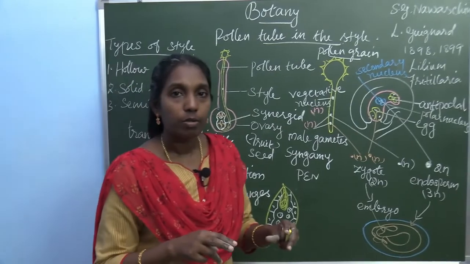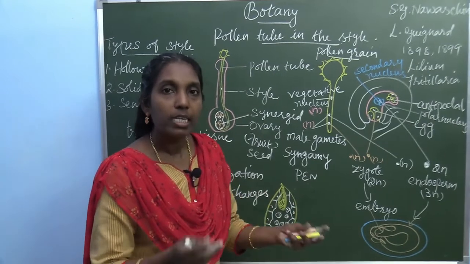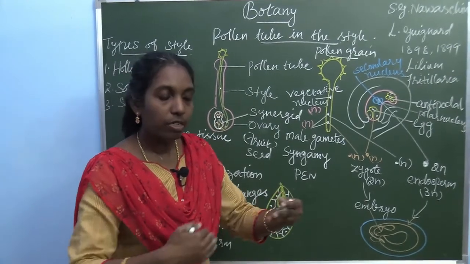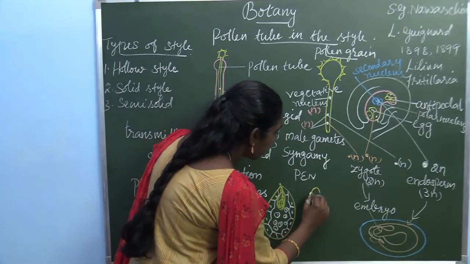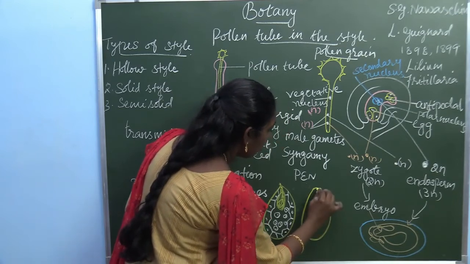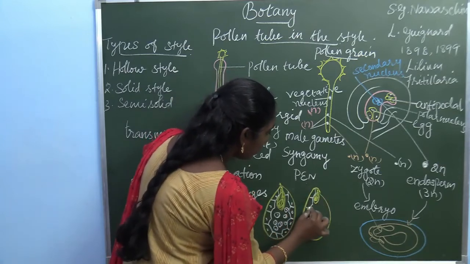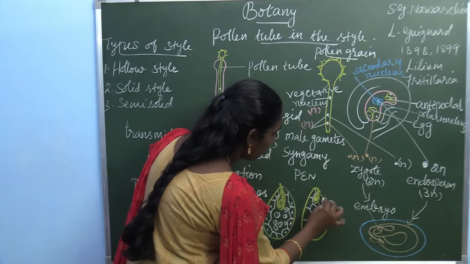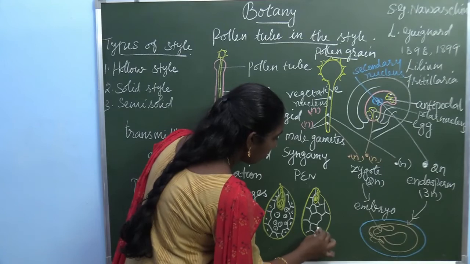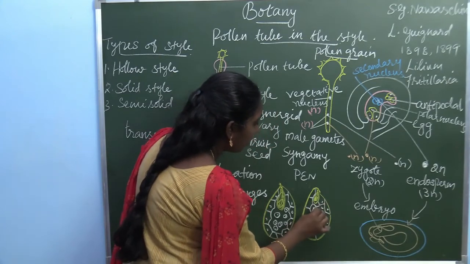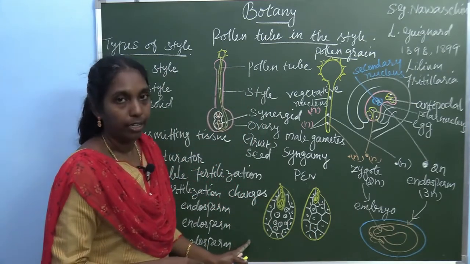But in cellular endosperm, the primary endosperm nucleus divides followed by cell wall formation. So subsequent divisions are followed by formation of cell wall. In the diagram, the cell wall formation is taking place. Here is the cell wall formation. This is the second type, cellular endosperm.